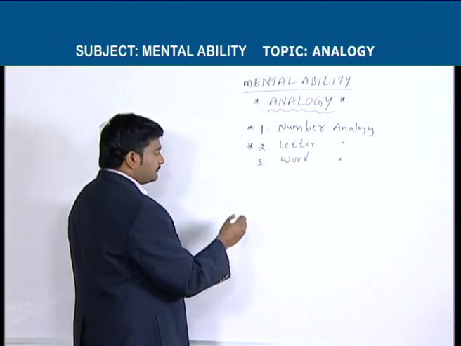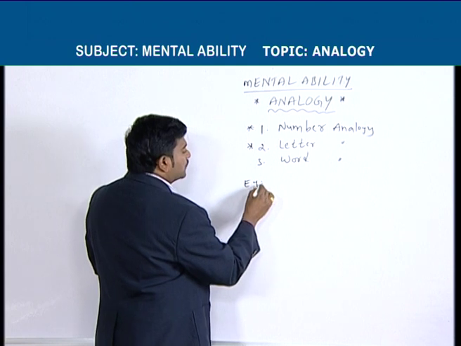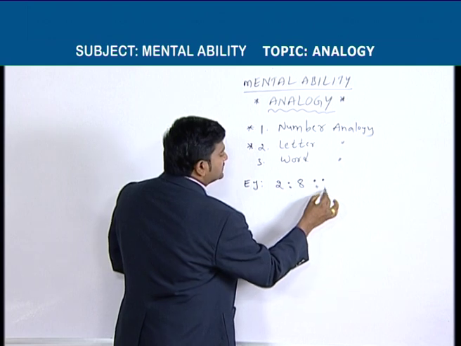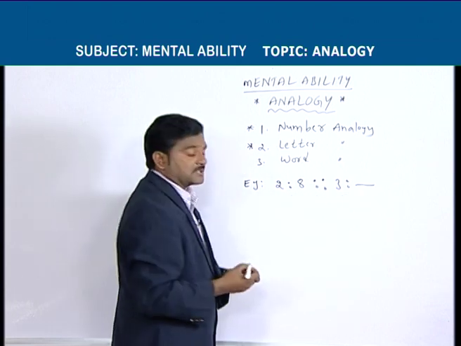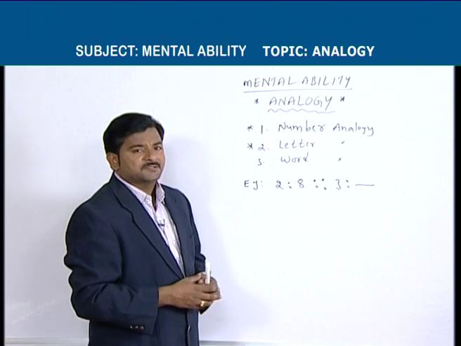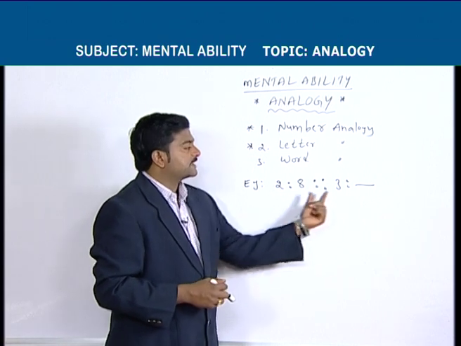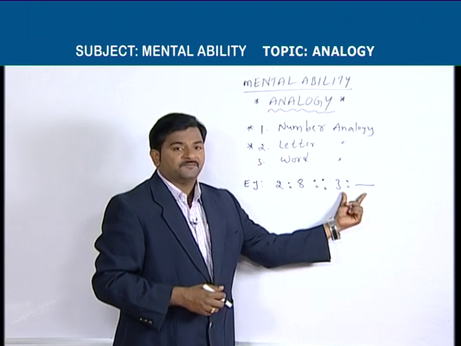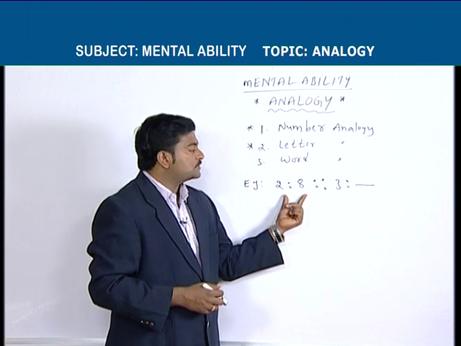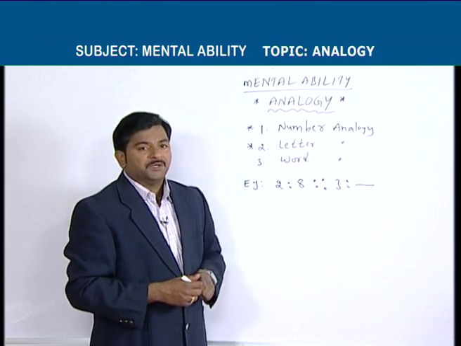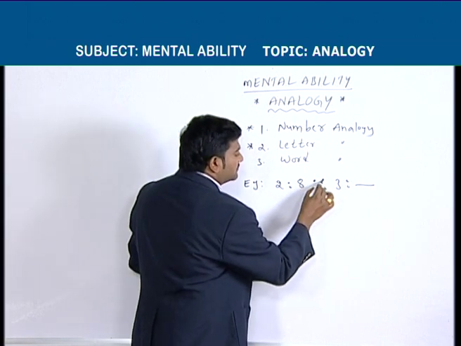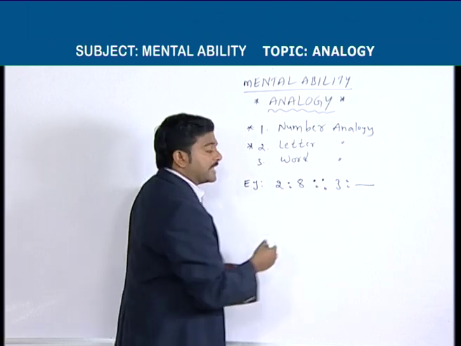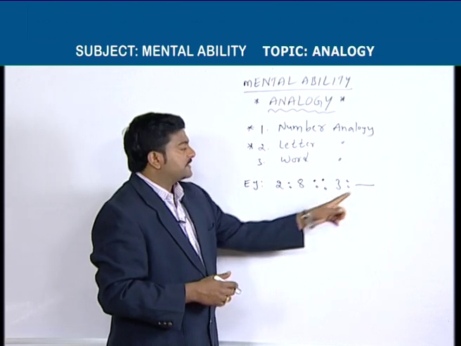For example, let's say I am taking one example. Question he given like this. So let's say 2:8 is as 3:dash. So this is the simple question I have taken. Here two set of numbers given. This is one pair of numbers and this is another pair of numbers. These two pairs are separated by using the symbol is as. 2:8 is as 3:dash. Now we have to find out this blank part value.